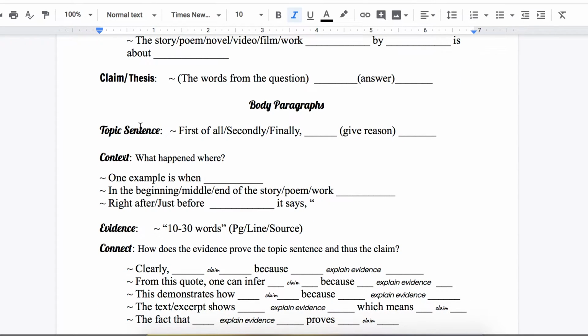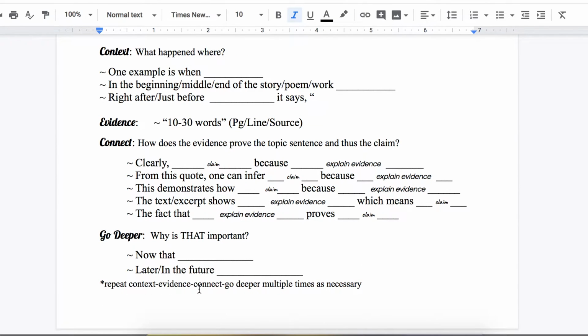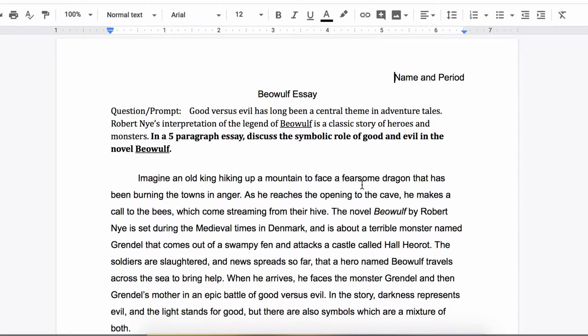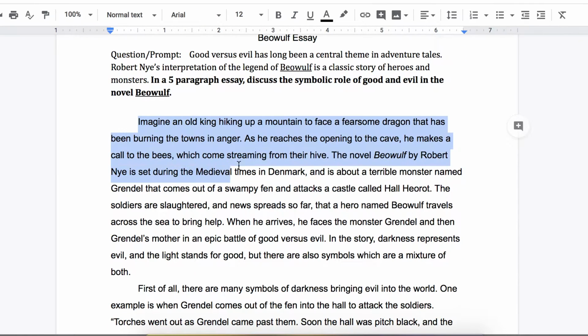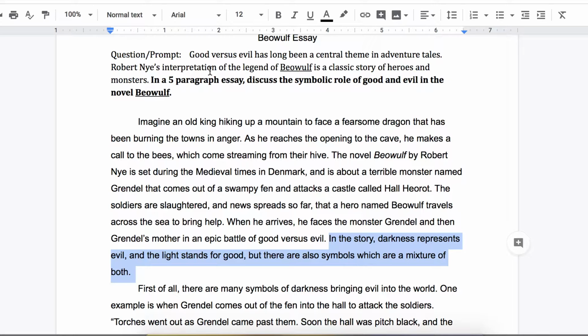for that body paragraph. So you've got topic sentence, context, evidence, connect, go deeper. And then it says here, repeat context, evidence, connect, go deeper multiple times as necessary. So we're going to do it one more time because we have two pieces of evidence for this paragraph. So we've got our hook, two sentences of description on topic from the book. We've got our background, the who, what, when, where of the book. And then we've got our claim thesis, which is where we answer the prompt in one sentence.